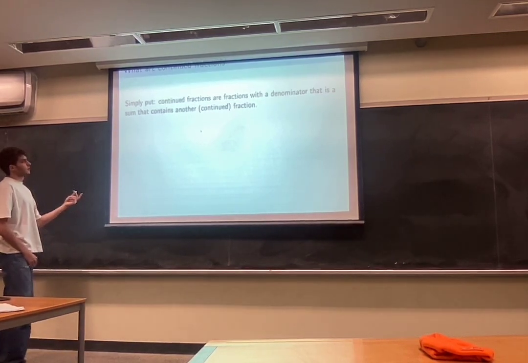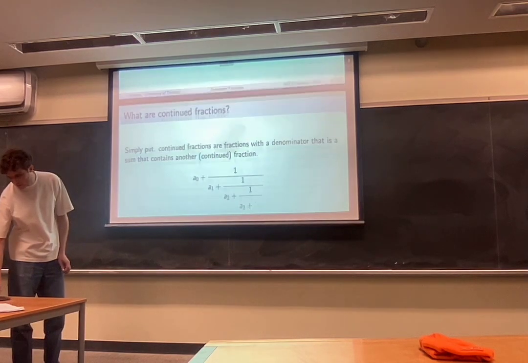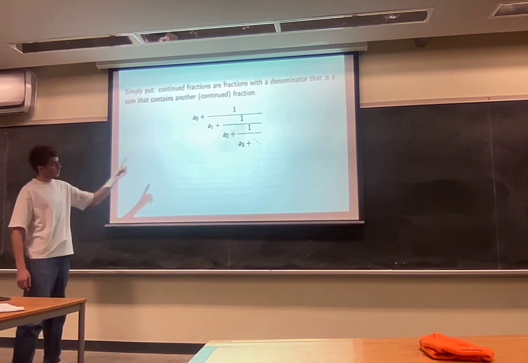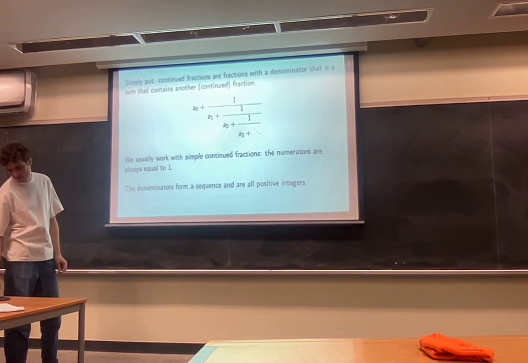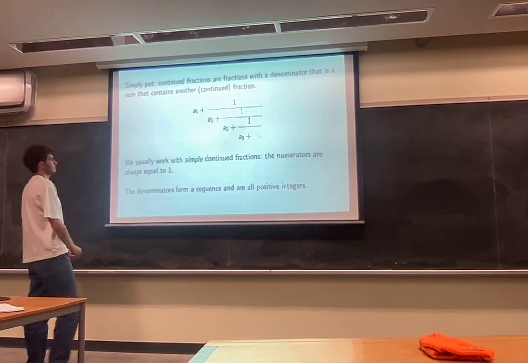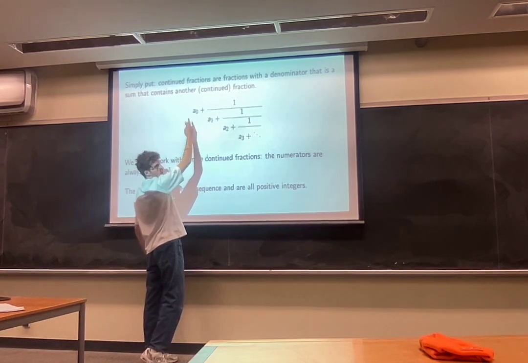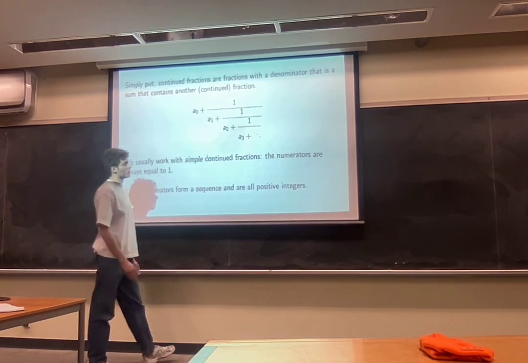Continued fractions are fractions with a denominator that is a sum that contains another continued fraction. So this is your fairly prototypical example. And notice how the numerators are all ones. This is called a simple continued fraction. And the first term can be equal to 0, or a negative number. But the numbers in the denominator are positive integers.